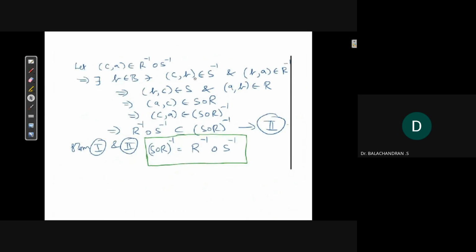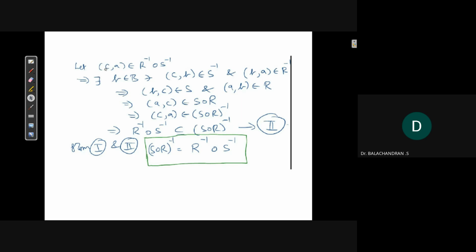Okay. Now, C comma B in S inverse, so now B comma C is in what? S. Similarly, B comma A is in R inverse, so now A comma B is in what? R. Now, again, first I apply R, and then apply S. So A comma B in R, B comma C in S means A comma C is in what? Because you are applying R first, so R is here and S is here. The S composition R. So A comma C in S composition R means C comma A belongs to S composition R whole inverse.